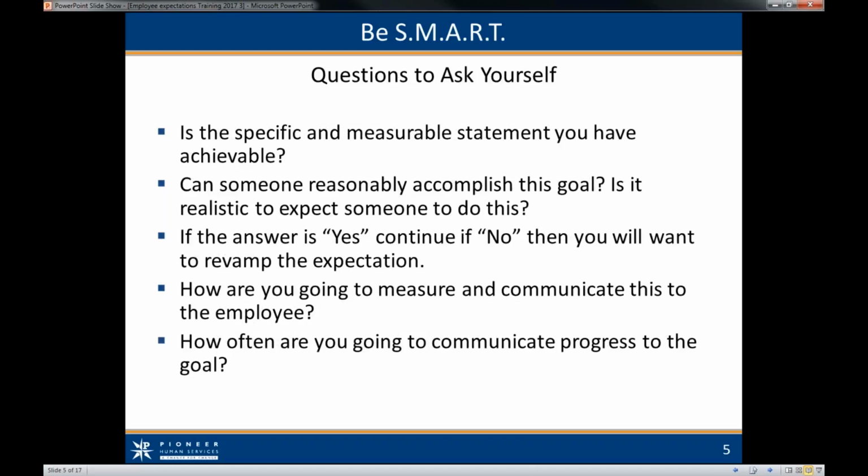These are questions to ask about your SMART goals. Is the specific and measurable statement you have achievable? Can someone reasonably accomplish this goal? Is it realistic to expect someone to do this? If the answer is yes, continue. If no, you want to revamp those expectations. How are you going to measure and communicate this to the employee? And how often are you going to communicate progress to the goal?